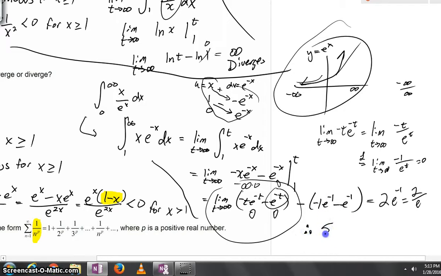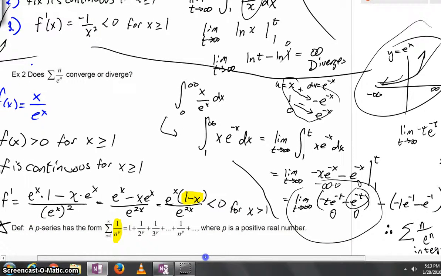Therefore, what we can say is this series right here, n over e to the n, converges by the integral test. It's very important to note that we cannot say that the series converges to 2 over e. The improper integral converges to 2 over e. That does not mean in any way that the series would converge to that.